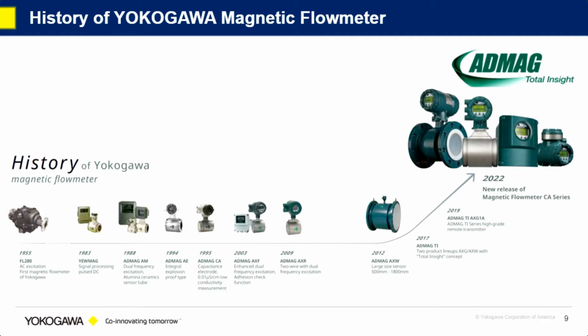So the first we're going to talk about is a magnetic flow meter. Mag meters came out back in the 1940s, 50s timeframe. Yokogawa introduced our first magnetic flow meter back in 1955. And you can see there's been several family iterations along the way, all the way up to our latest, I should say, AdMag TI family, which consists of three meters within the family: the AXG, which is our more common technology, our more common meter; the AXW, which is geared for the water wastewater market; and then the AdMag CA, which is a capacitance type meter for low conductivity measurement.